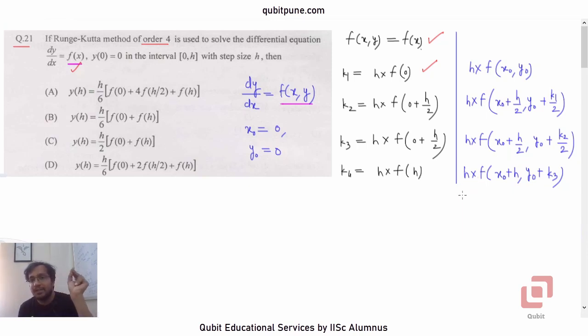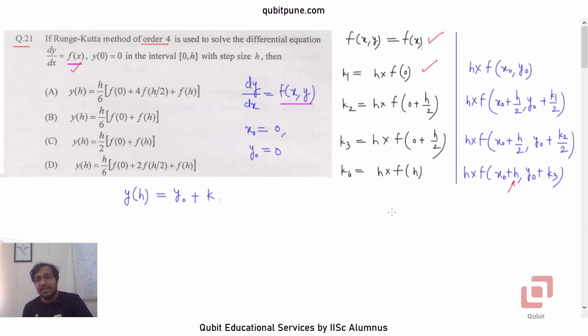The value of k4 is h into f of x naught plus h comma y naught plus k3. Again, y naught plus k3 is not going to play any role, so it will be f of x naught plus h, or f of h, simply h into f of h. Now what is k? In the formula, y at h is given by y naught plus k. Correct, y naught plus k, or y at 0 plus k.